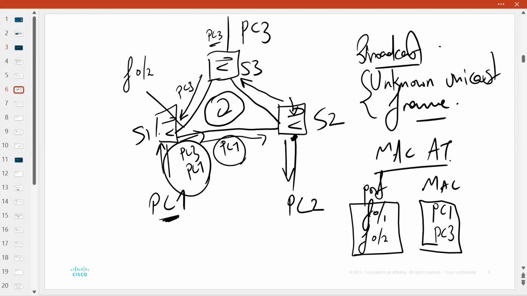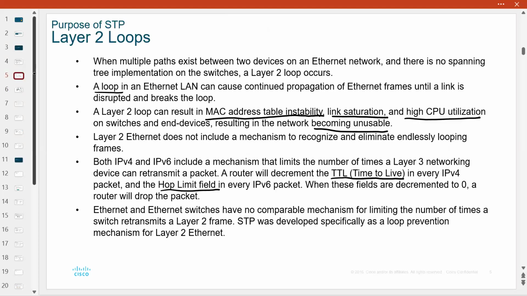That's where some of the instability comes from. And that instability, where does it lead to? It leads to high CPU utilization, because the switch has to first work out which port the frame came from and where it is going. The switch's processing power is being consumed because of the loop, as the frames keep circulating.